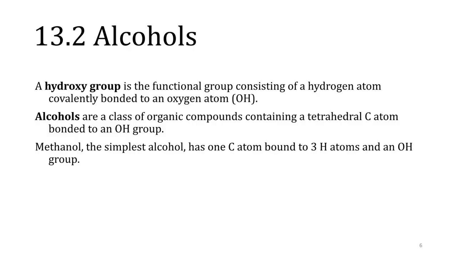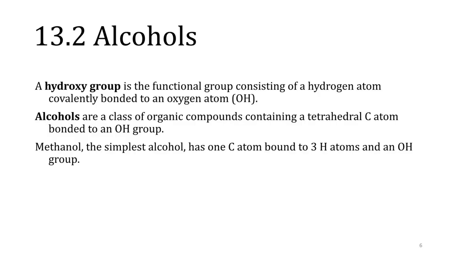Our first functional group we're going to look at is alcohols. These are very important. A hydroxy group is the functional group that consists of a hydrogen atom covalently bonded to an oxygen atom. Of course, oxygen needs 2 covalent bonds, so it's only got 1, and the other one has to attach to an organic compound. When you have an OH group there, you have an alcohol. An alcohol is a class of organic compounds that have carbon bonded to an OH group.